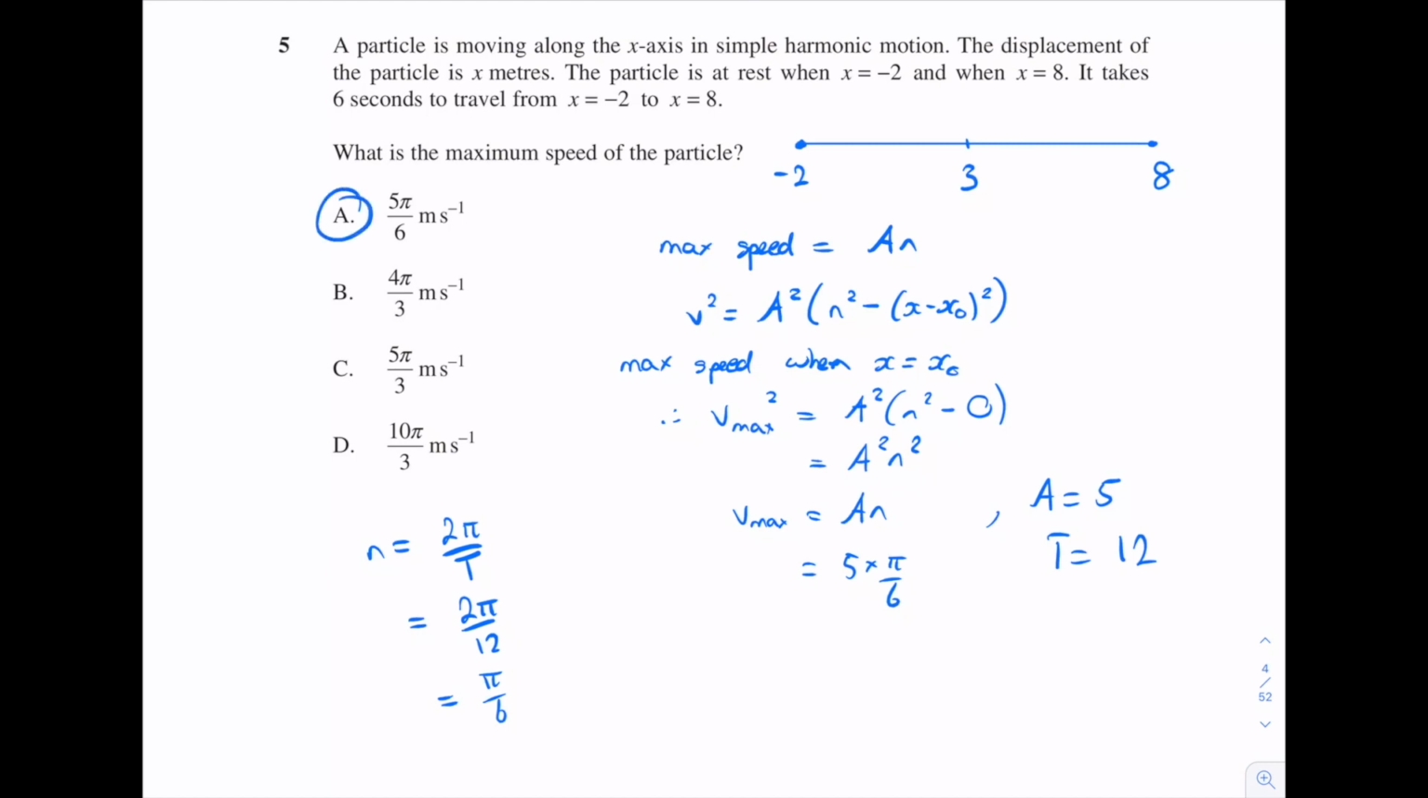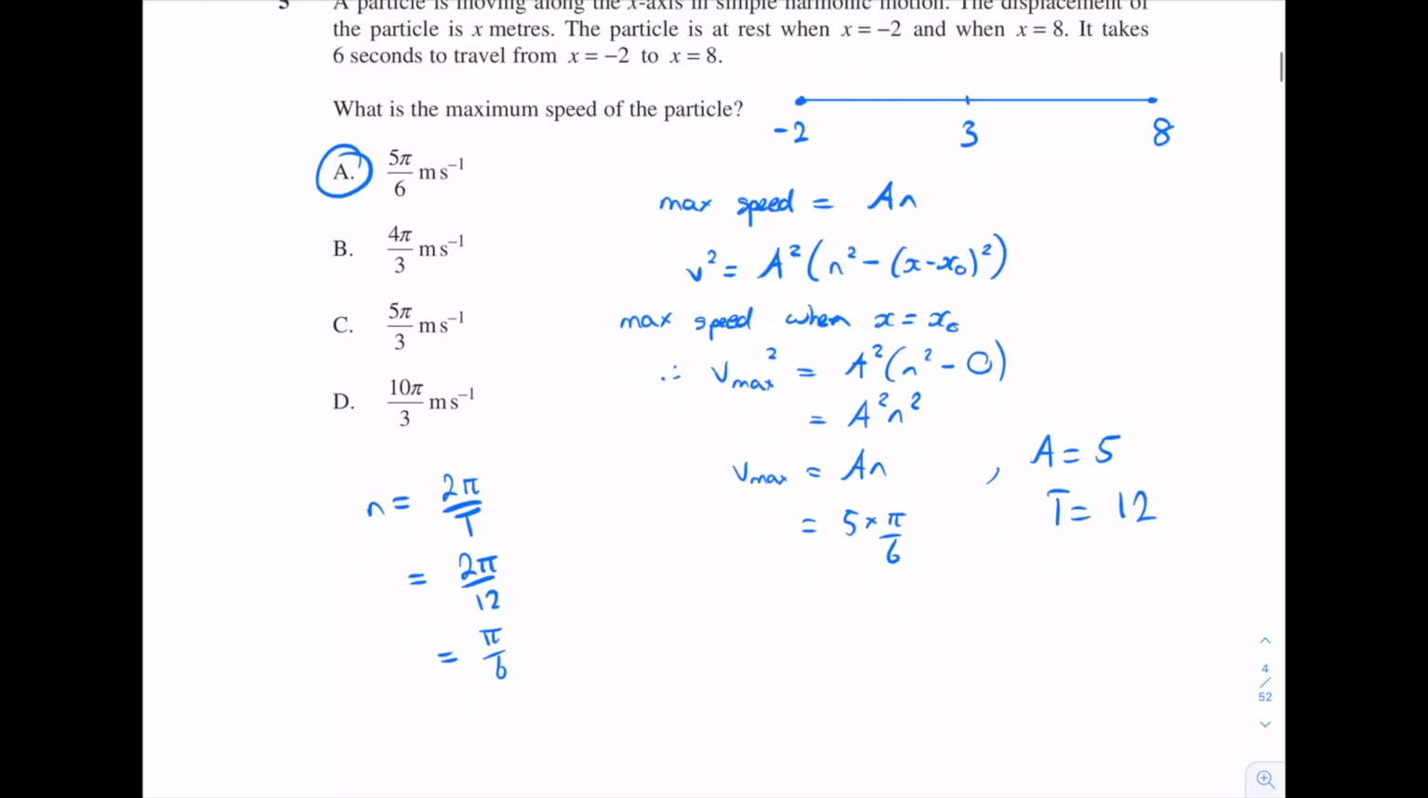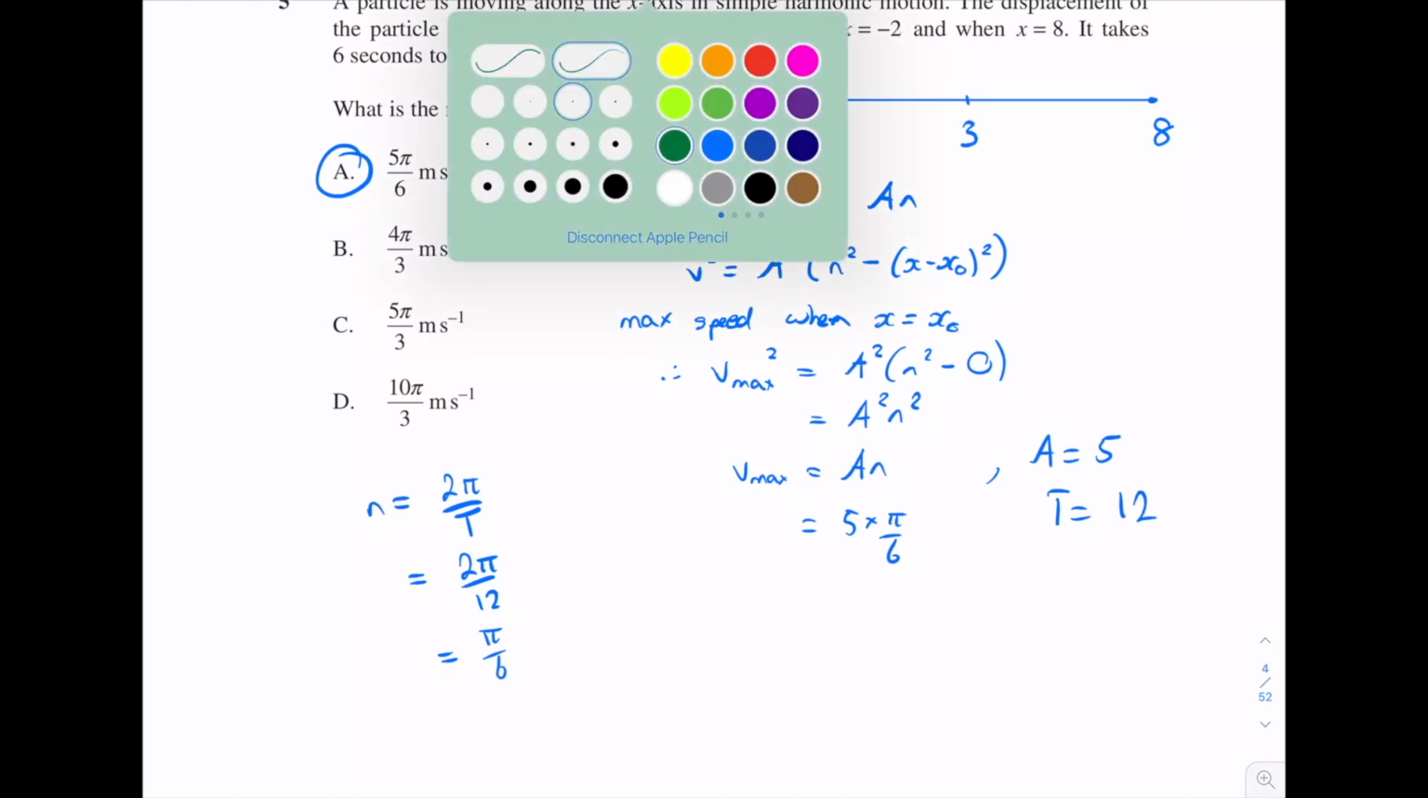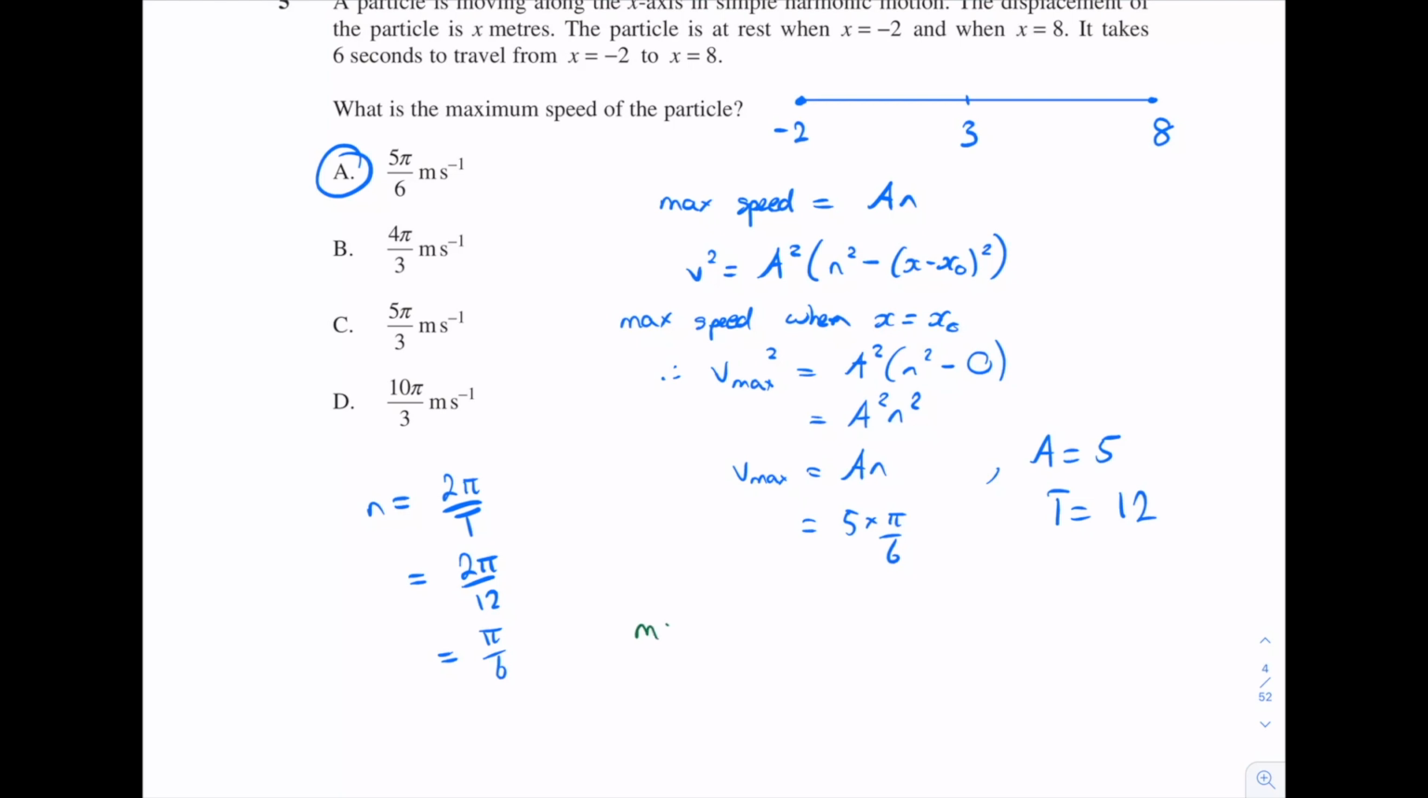That's A. So in this one, it would have been really helpful for us if we knew this fact, that the maximum speed is equal to A times N. You could also try to prove, it's not part of this question, that the maximum acceleration is going to be equal to A times N squared. That's another fact that would be helpful to have in the back of your mind, and also helpful if you try to prove it to see where it comes from.